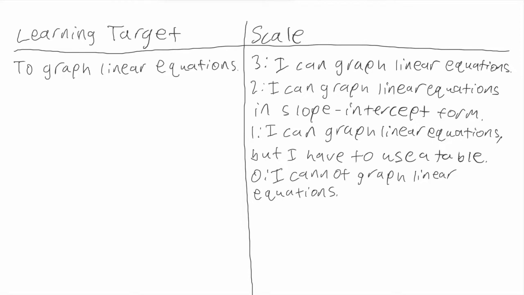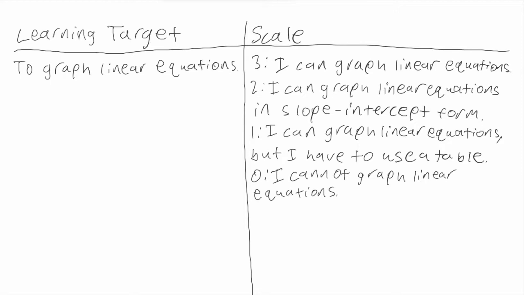The learning target for today is to graph linear equations. For the scale, you're a 3 if you can graph linear equations. You're a 2 if you can graph linear equations in slope-intercept form, so they're already in slope-intercept form, and you don't have to change them from another form, such as standard form or point-slope form.